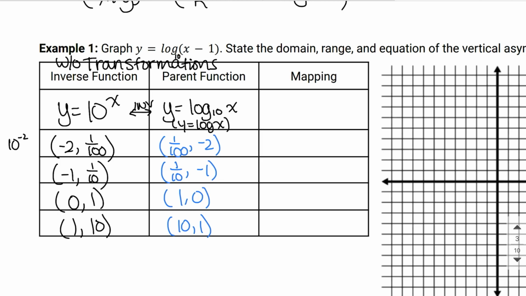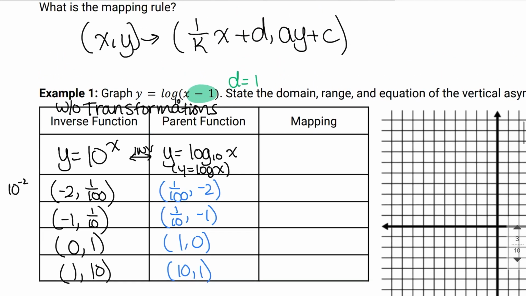Now, when I take a look at this, really the only transformation that I see here is this -1, and that -1 is the d value. So here we know that the d value equals 1, and that's the only change that's really happening. There's no k value; well, the k value is 1. The a value is 1. The c value is 0. So essentially all that's happening here is that x, y is going to turn into x plus 1, and then just y. Nothing else is changing.